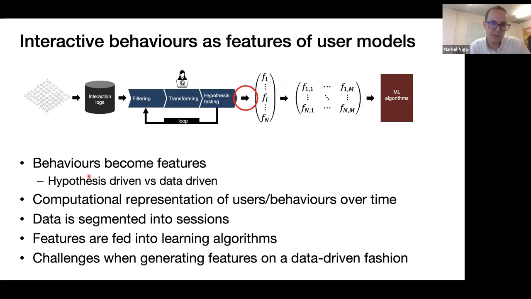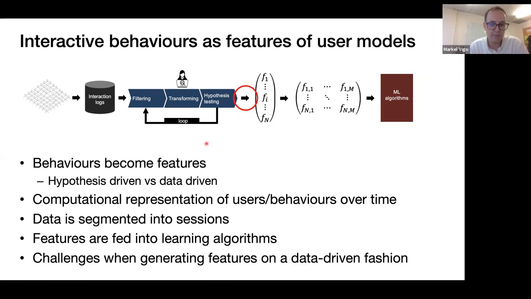And by using this pipeline, with a tool or without tool support, you can do this in a hypothesis-driven fashion. Okay, you may already know which kind of features you're looking for. You know, I want this feature, I want this feature, I want this feature. And you are very selective here at every stage. Okay, and then you have a very clean data set that you can analyze.